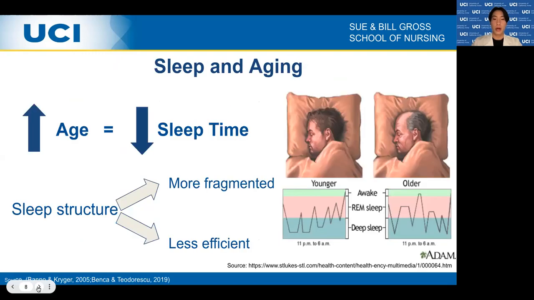And now I'm going to talk about a few factors about sleep that change as you age. So as age increases, the sleep time decreases, and your sleep structure also becomes more fragmented and less efficient.